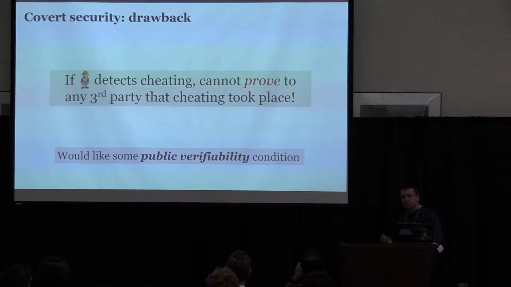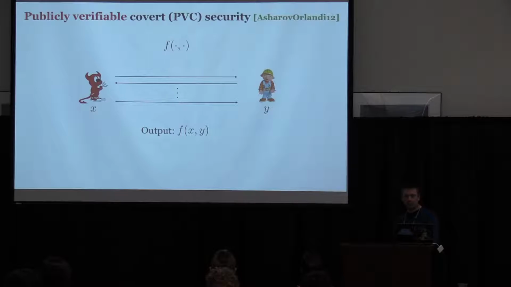Okay, so what we want is some kind of public verifiability property, such that if we catch Alice, then we can post it. It seems kind of obvious, like Mutu said, hello, it's obvious. That's what I thought, actually, and that's why I didn't write the first paper on this, because it turns out that this is not so obvious, and that will become clear quickly. The people who wrote the first paper are Asharov and Orlandi at Asiacrypt 2012. They define the model and give a construction.